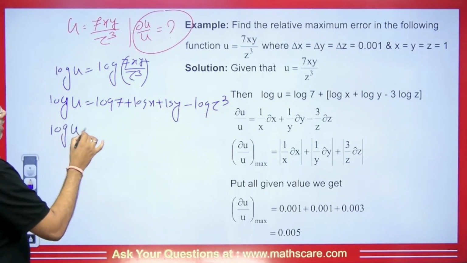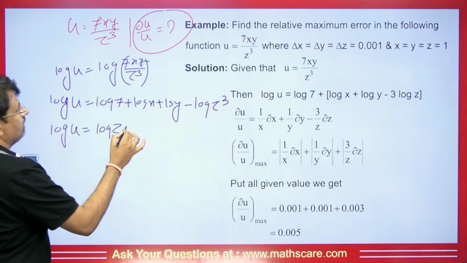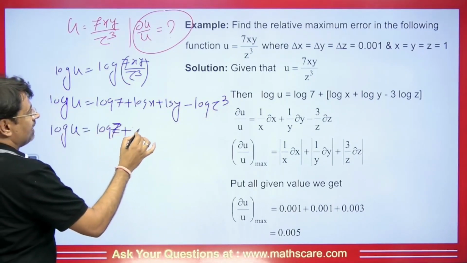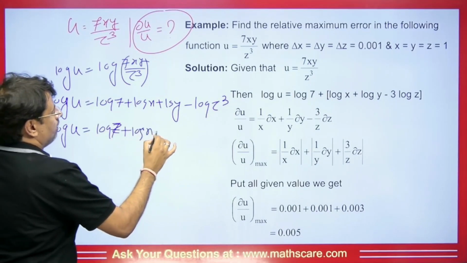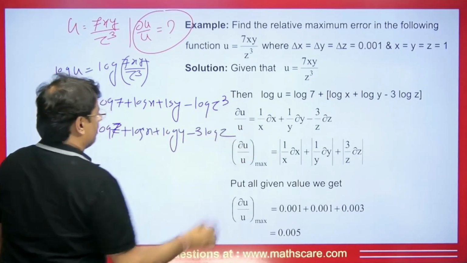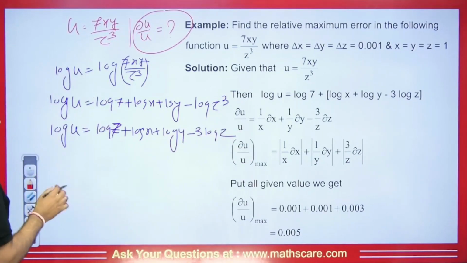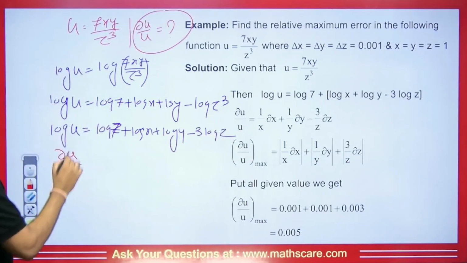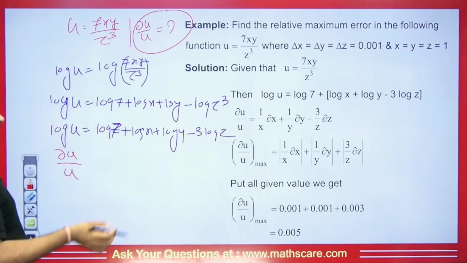Let's make this a little more systematic. Log u is equal to, this will be log 7 plus, here we have log x, right? Plus log y, and we take this 3 out. Then log z will come. Now what we do is we partial differentiate this. This will be del u by u. We partial differentiate each one, right?